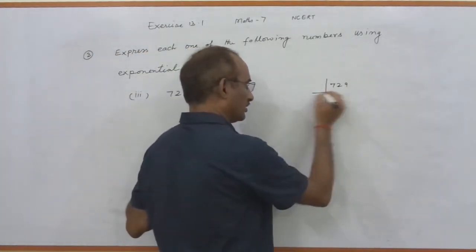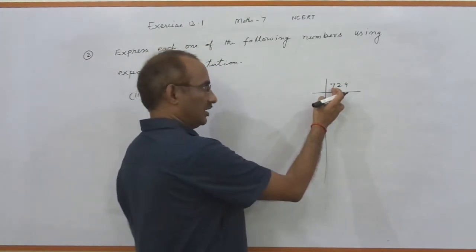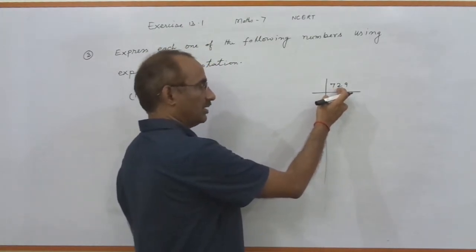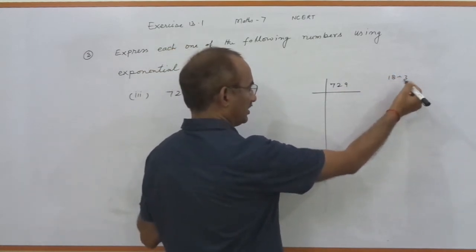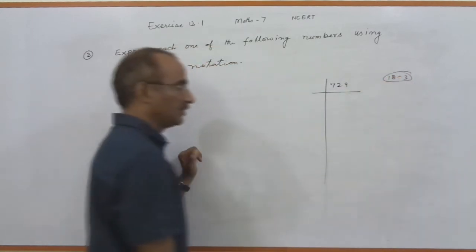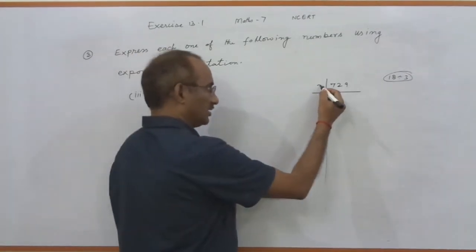729. 7 plus 2 is 9, and 9 plus 9 we get 18. 18 is divisible by 3. So this number is divisible by 3. So here we write 3.